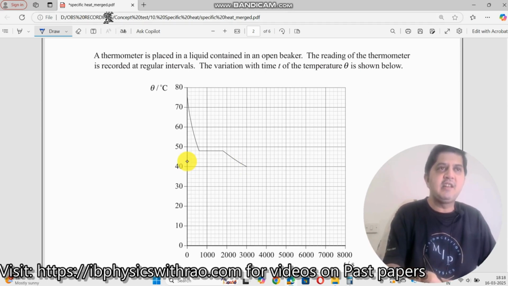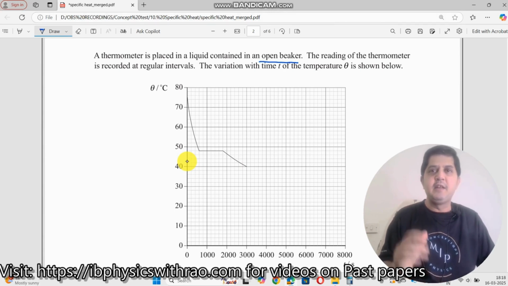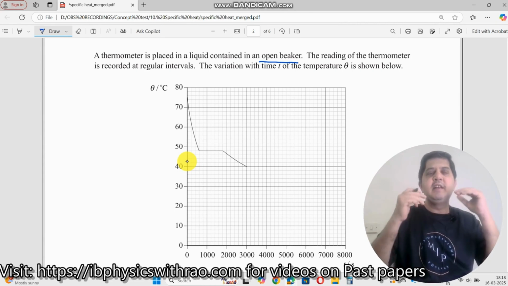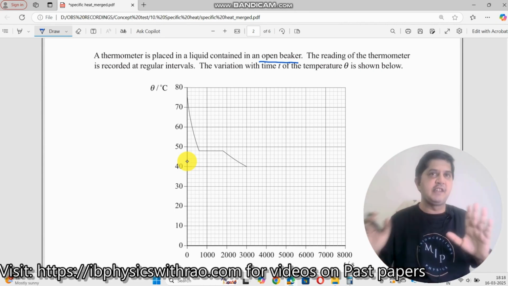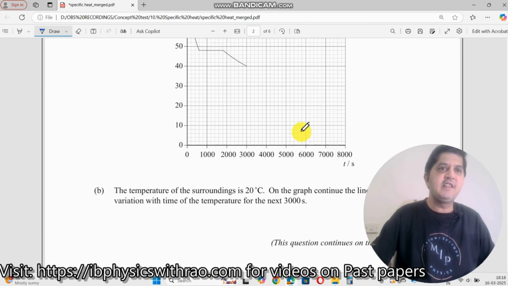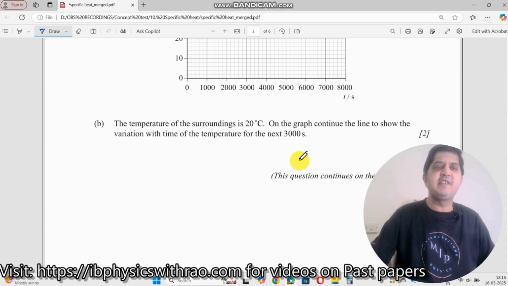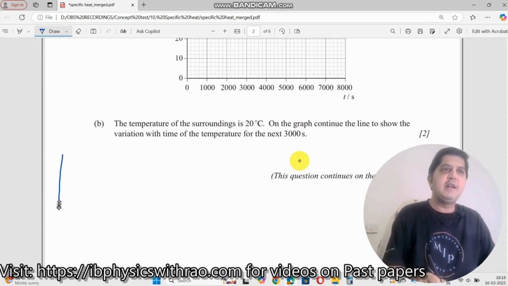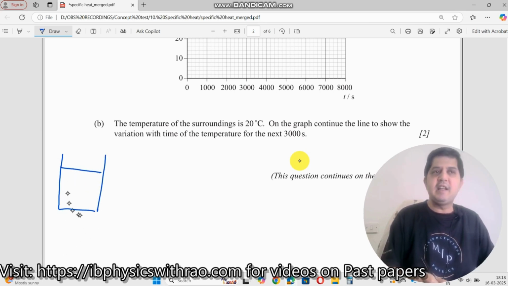Now let us read the terms here. The liquid is contained in an open beaker, which means what? The lid is open, so the heat can escape to the environment. The reading of the thermometer is recorded. Next, the temperature of the surroundings is 20 degrees centigrade. So you have a beaker, and then there's liquid filled up to here. You are not going to heat this one here, so it is already at a given temperature.